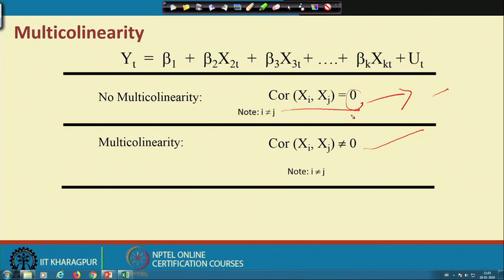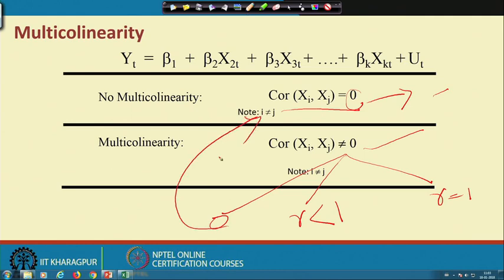But in the second case, where the correlation coefficient between x_i and x_j is not equal to 0, there may be two different options. In one option the correlation coefficient is equal to 1, and in another the correlation coefficient is less than 1. There is also a third option, equal to 0, where we have already declared that there is no multicollinearity.